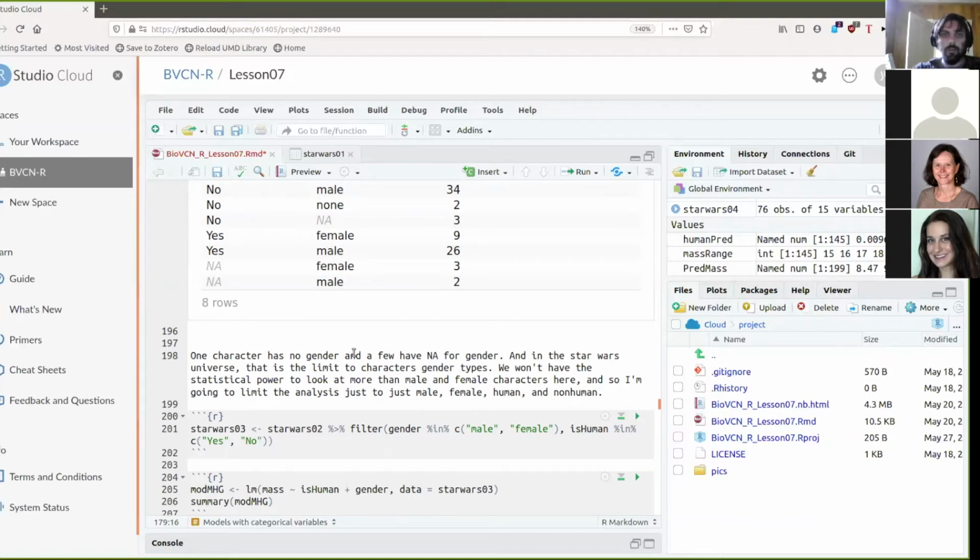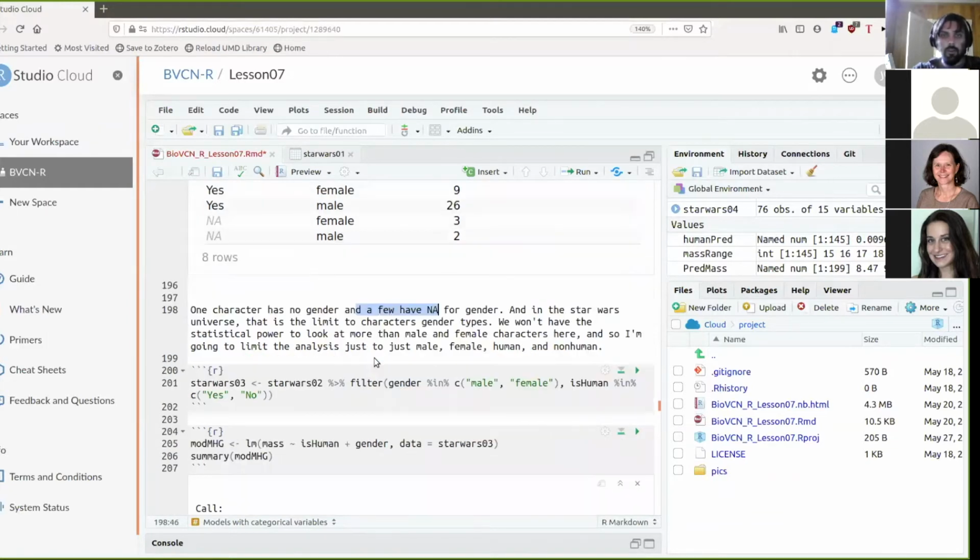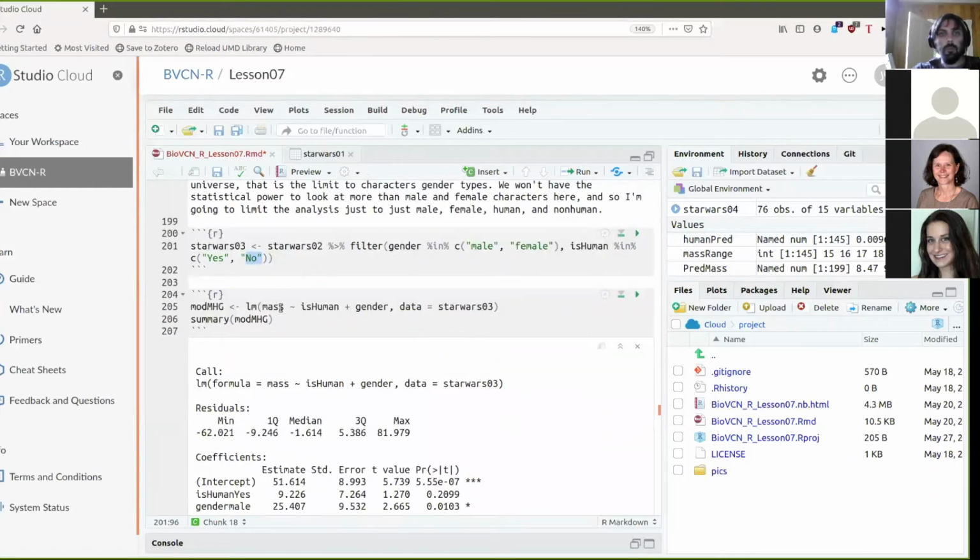We're going to remove all the ones that have NA for gender. Same with NA for species. So we're going to subset this to the male and female characters and just to the human and non-human characters. And then, once we've done that, we can run our analysis. It's a very similar setup. We say mass is related to whether they're human and their gender.